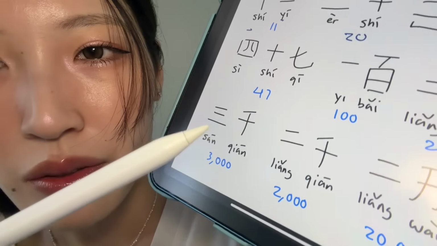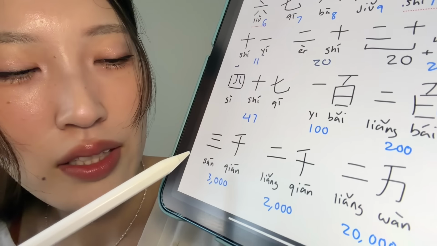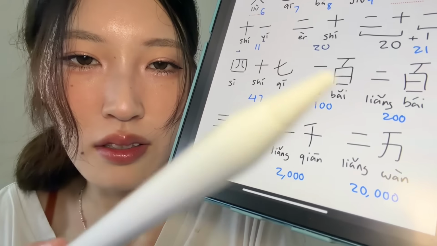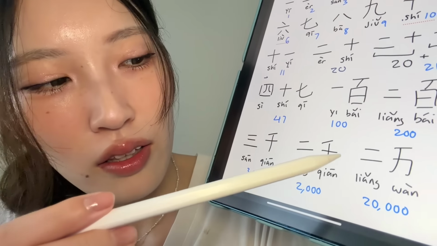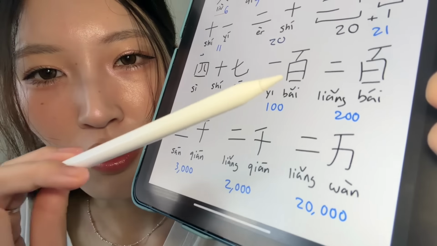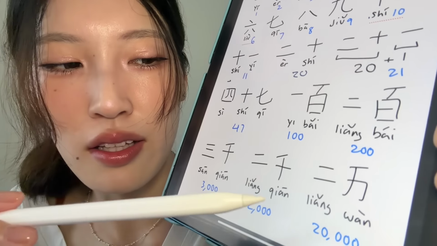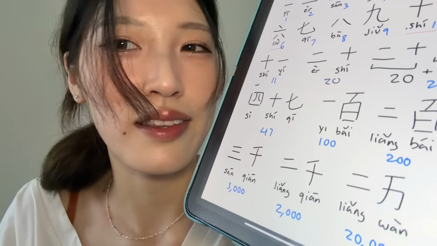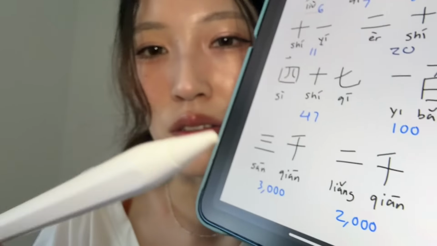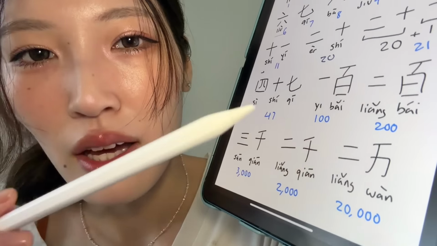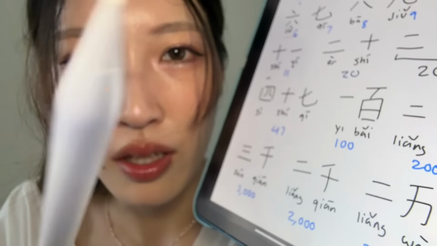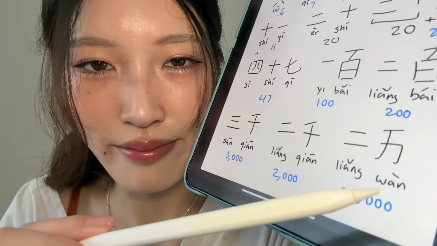So let's repeat these, okay? So 3,000, 2,000. So you can see the tones. You will never say it that way, that refers to something completely else. So 2,000, we have to really enunciate the tones. 2,000. Say it one more time. Okay, good.